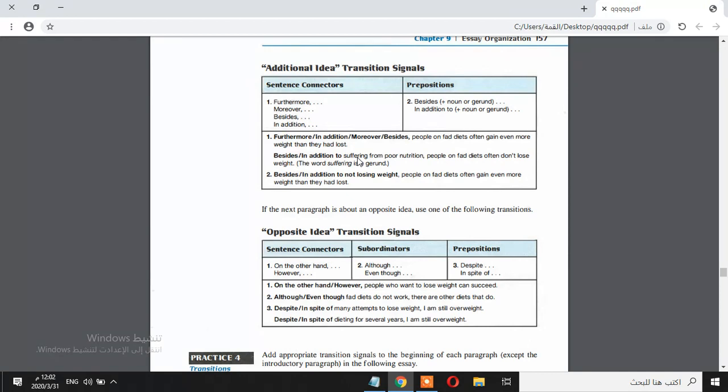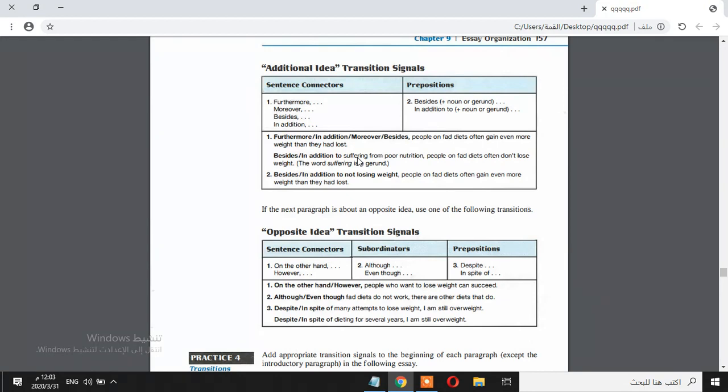Take care of this. With subordinators, I mean, when we use subordinators, we use them in complex sentences. We have gone through this in detail, but we need to make a little revision right now. We have despite and in spite of. What comes after despite and in spite of is a noun phrase.